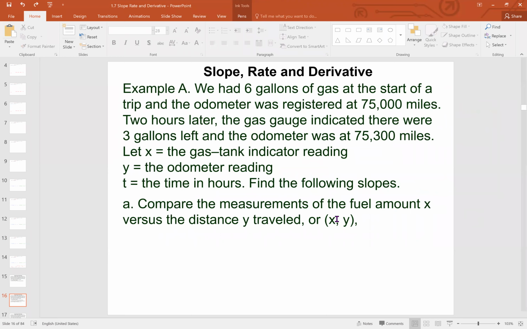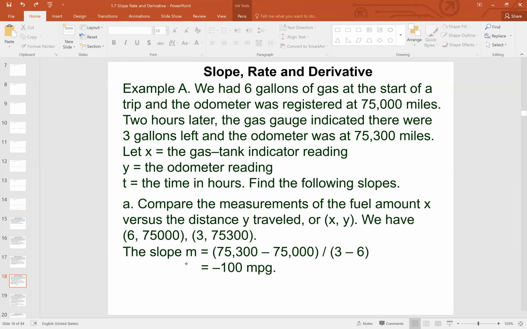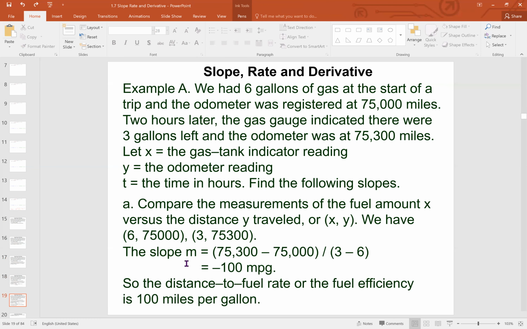Here is a comparison of measurements of x and y. The ratio of y to x means the odometer change to the gas change, the distance traveled per gas used. The odometer changes from 75,000 to 75,300, and the gas goes from 6 gallons to 3 gallons left. I calculate the slope, and this says that for every 100 miles, I use 1 gallon of fuel. In other words, the miles per gallon of this vehicle is 100. So the slope in this case is the miles per gallon.